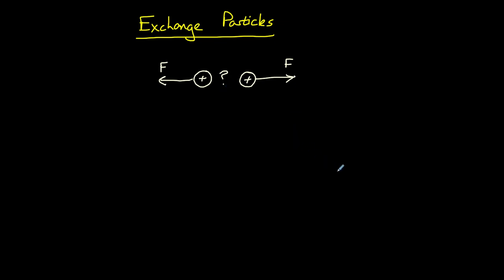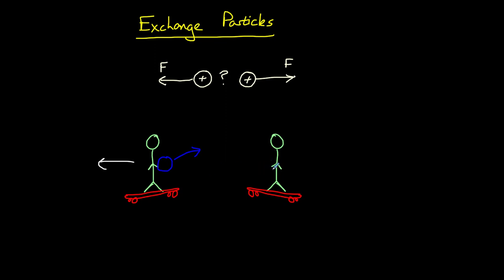Allow me to explain with an analogy. Imagine two people standing on skateboards. One of them throws a ball across to the other. Both the thrower and the catcher will move backwards as a result of this interaction. This is similar to how two like-charged particles repel each other. One of the particles will pass an exchange particle to the other, transferring momentum and causing them to move away from each other. In the case of the electromagnetic force, the exchange particle happens to be a photon.